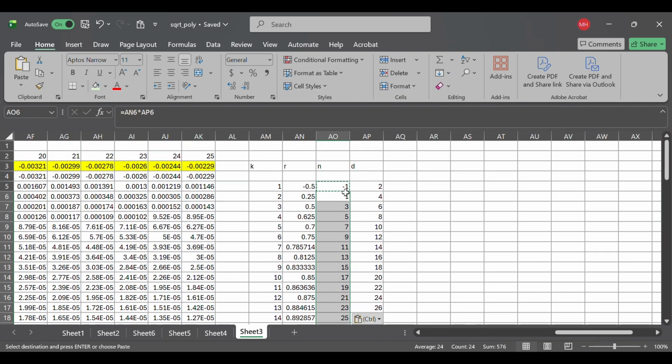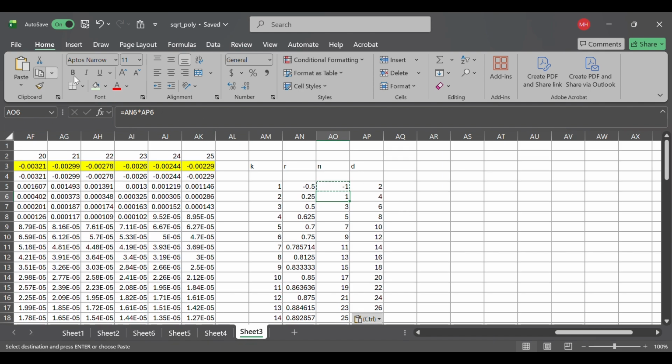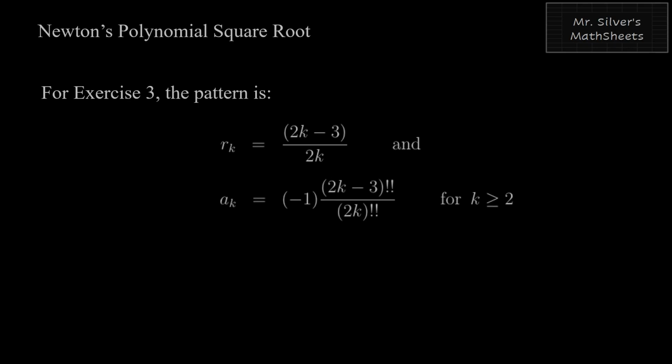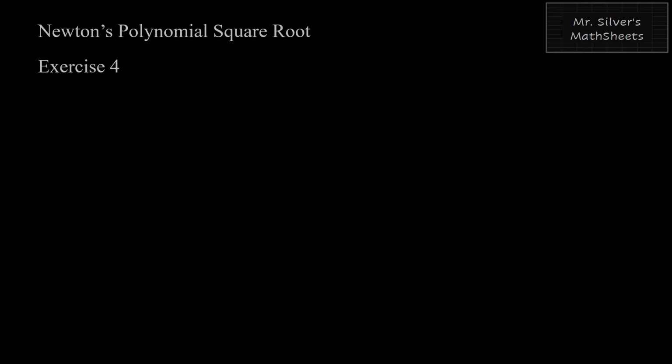So the pattern is really pretty easy to find, and the pattern is, numerator is 2k minus 3. So for exercise 3, the pattern is 2k minus 3 over 2k, and a sub k is this formula involving double factorials. Double factorials are like single factorials, but the numbers go down by 2 each time, so 7 times 5 times 3, etc.